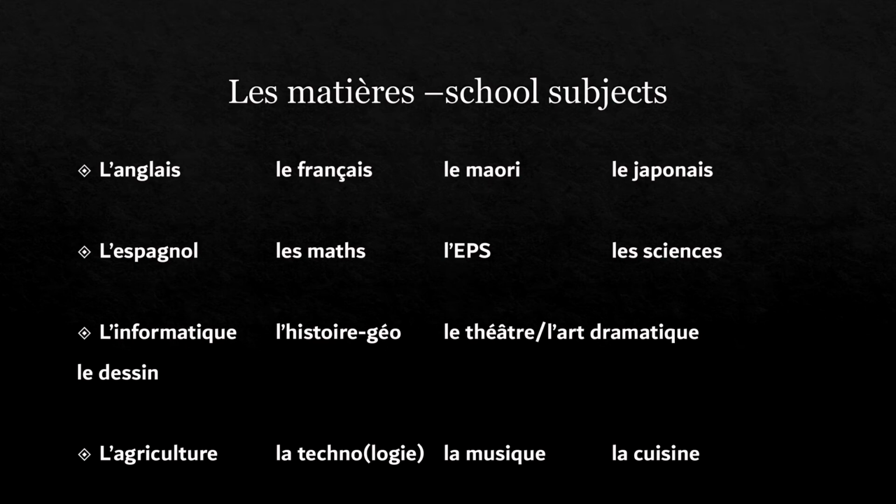So up the top on the left, we have l'anglais. That was your word for English. We have le français, French. We have le maori. Yeah, it's kind of awful. I apologize on behalf of France. Le maori. We have le japonais. Then we have l'espagnol. You've got this G and an N that go together to make a ñ sound. L'espagnol.